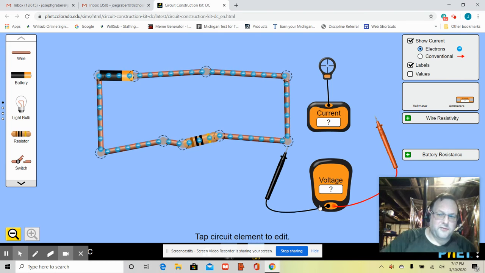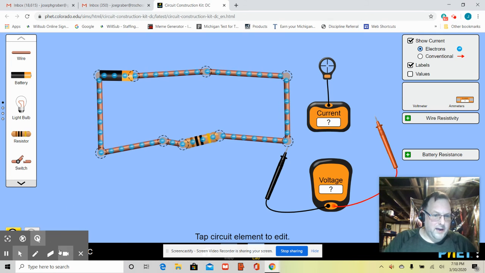How they are different is that the light bulb purposefully is designed to give off light and to give off heat. A resistor is not designed in general to give off light and give off heat. Generally, you don't want a resistor to give off light and give off heat. In general, you're trying to avoid that. So that is sort of a thumbnail sketch of the difference between a resistor and a light bulb.